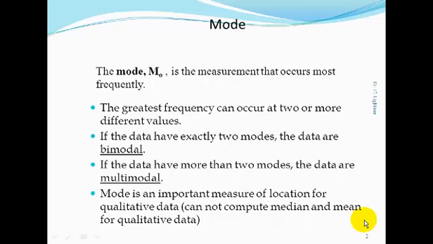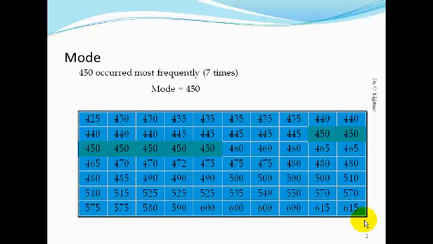The mode is often used to describe qualitative data, since you cannot compute the mean or the median for this data. In this dataset, 450 would be our mode. 450 is our mode because this number appears 7 times. It appears with the highest frequency.